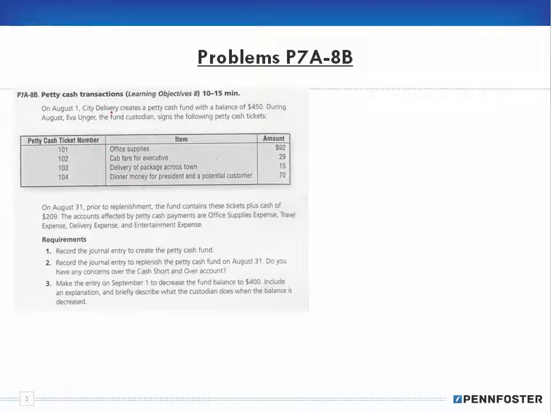All right. So on August 1st, City Delivery creates a petty cash fund with a balance of $450. During August, Ava Unger, the fund custodian, signs the following petty cash tickets. Okay, and remember, in the short exercise 7A-2, I explained this idea about petty cash tickets being the same as a receipt, but go back and watch that video. All right, so on August 31st, prior to replenishment, the fund contains these tickets plus cash of $209. The accounts affected by petty cash payments are office supplies expense, travel expense, delivery expense, and entertainment expense.